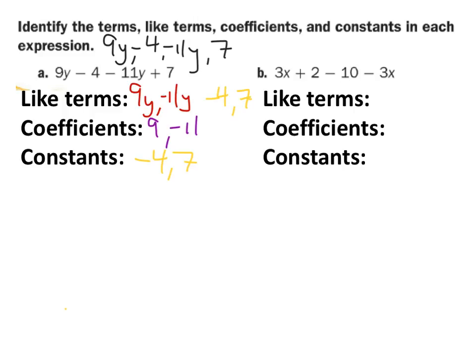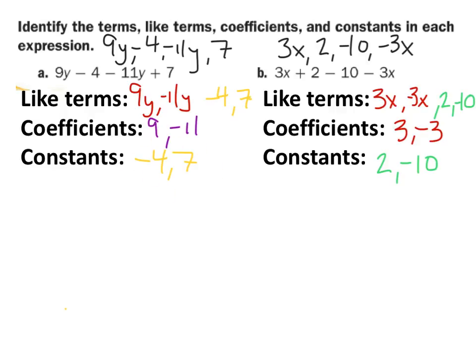Alright, there are the answers to A. Now, if you guys can't see the yellow writing, just have one of the TAs turn the lights out so you can see it. And there are your answers for B.